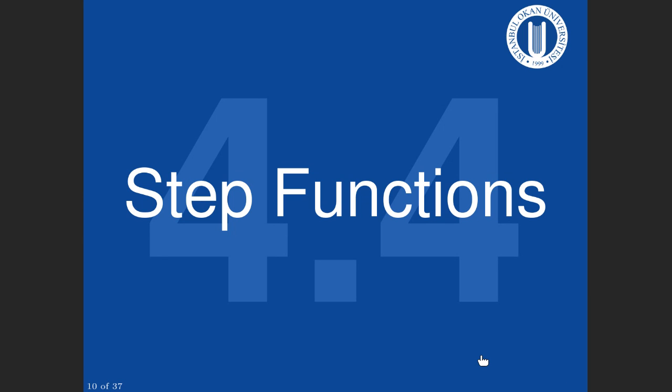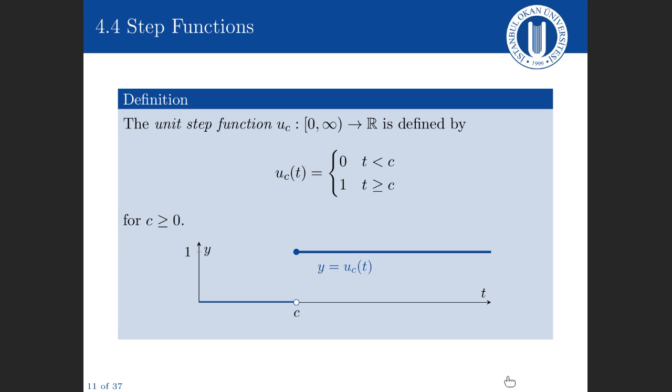The previous section should be revision. It was the ideas we talked about 2 weeks ago. The main topic for this week's lesson is the idea of step functions. The unit step function, a function we're going to be using a lot in this week's lesson, which we can call u subscript c, is a function which is defined on the non-negative real numbers, and it's defined to be equal to 0 if t is strictly less than c, and the function is equal to 1 if t is greater than or equal to c.